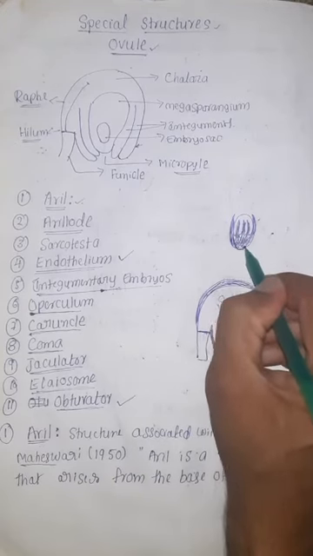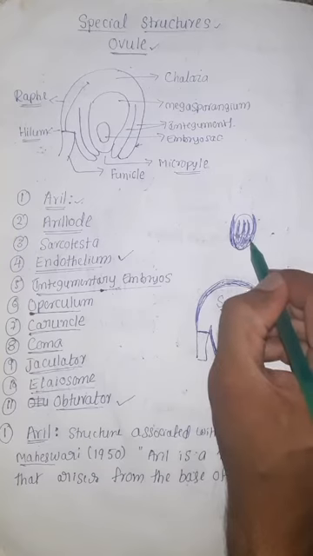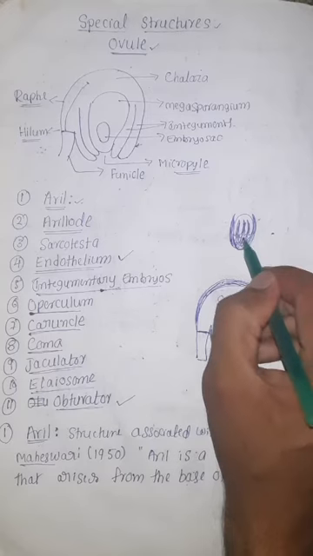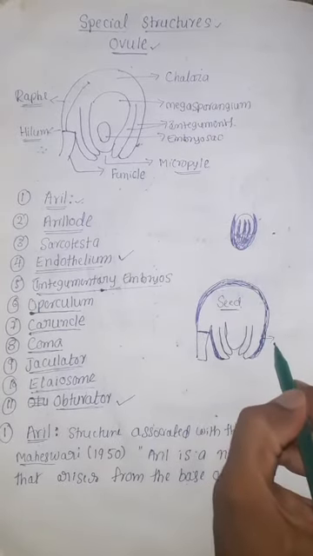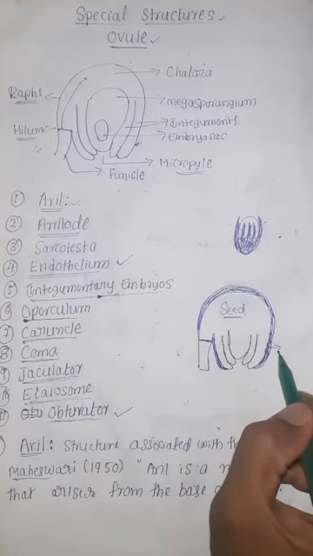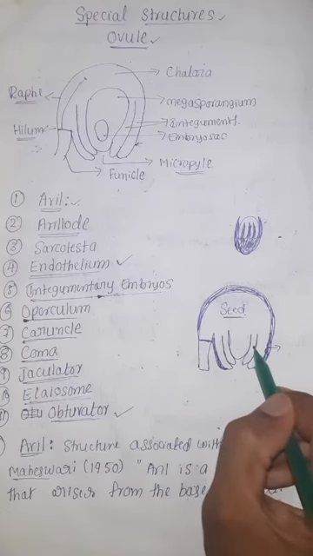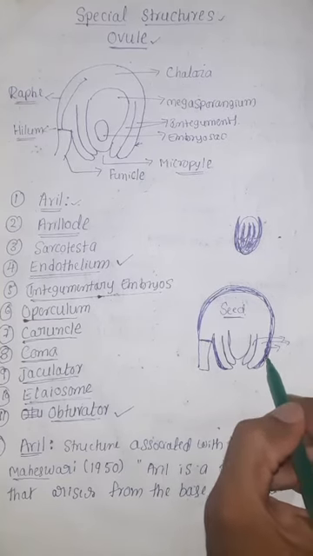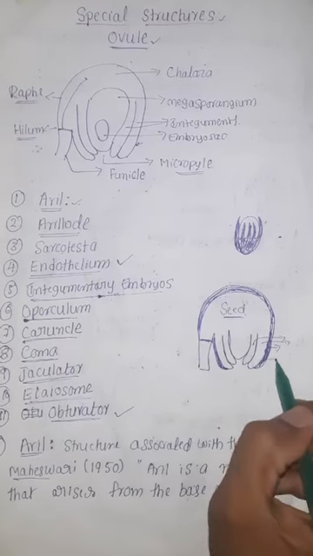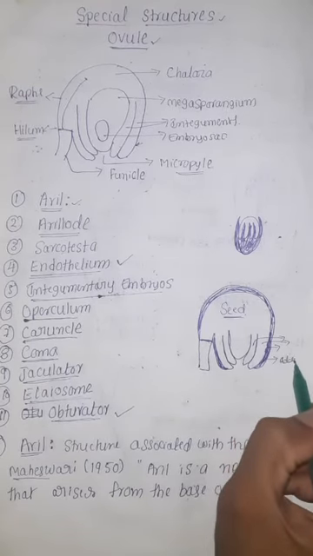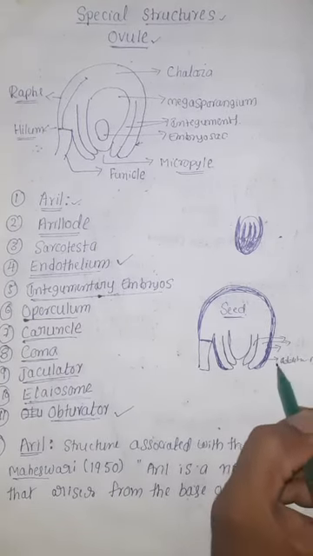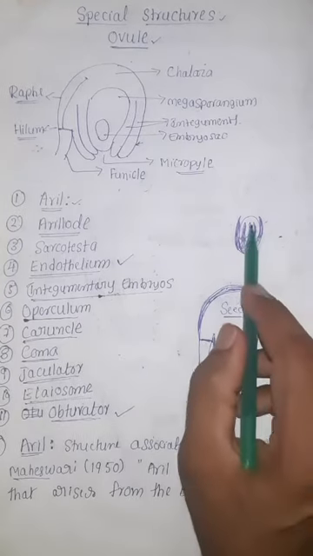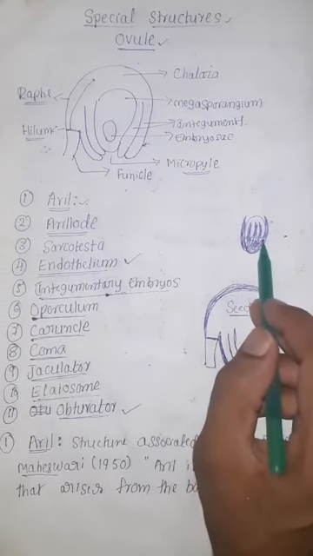Like this, irregularly or regularly, it forms an extra coating around the seed, meaning it appears like an additional integument in the ovule, right? Because this is the inner integument, this is the outer integument, and the aril covers the outer surface of the outer integument. That's why it appears like an additional integument, even after maturity, behaving like an additional seed coat.